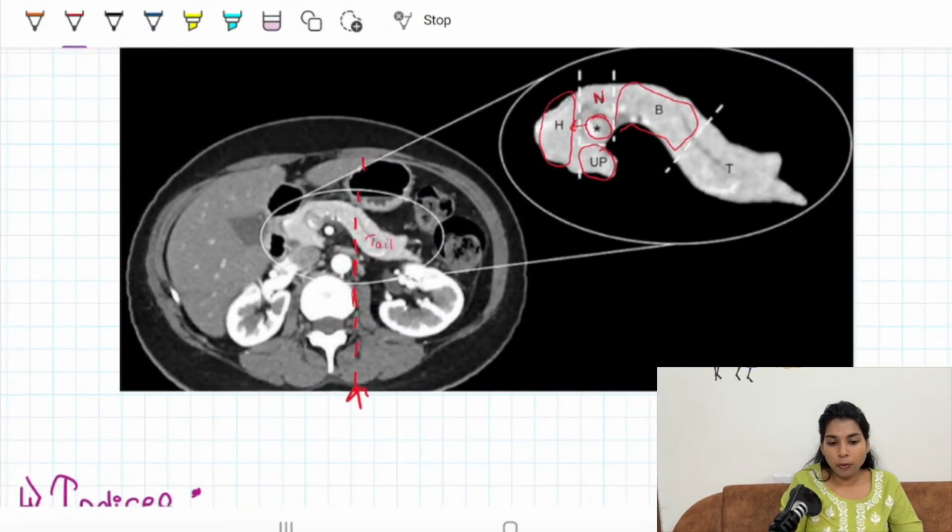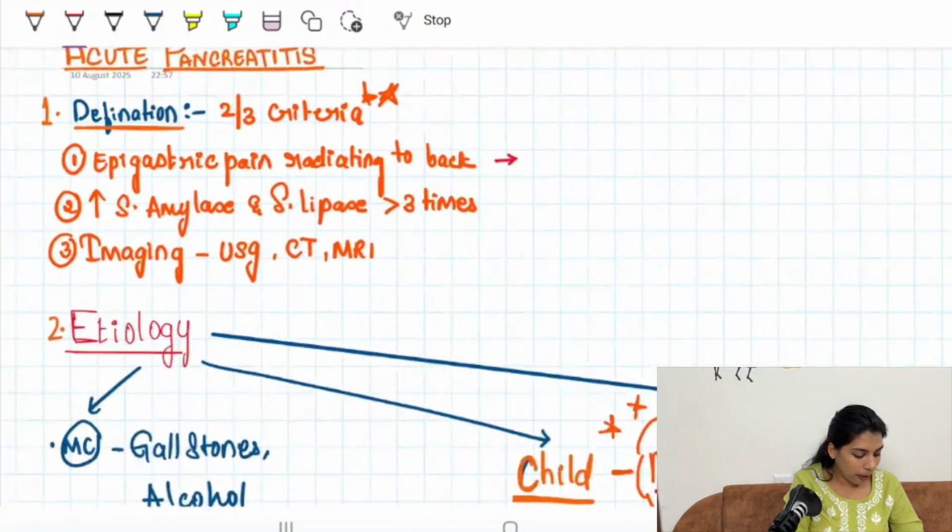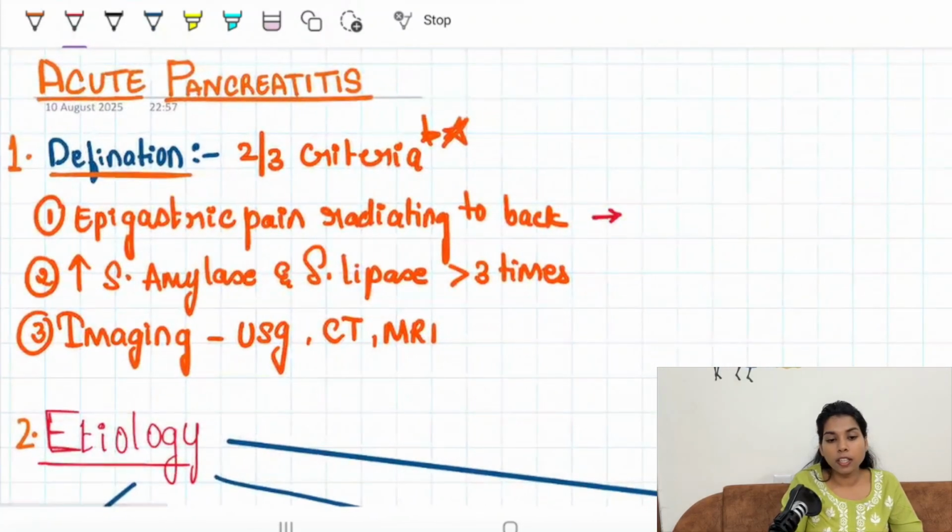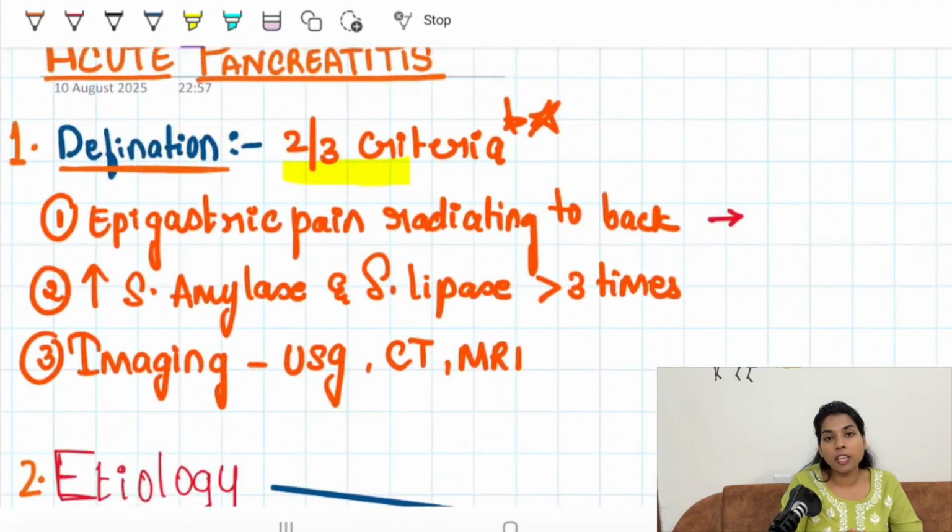Now we'll move forward to look at the diagnostic criteria of acute pancreatitis. Acute pancreatitis is diagnosed using 2 out of 3 criteria. What do we mean by this? That is, out of these 3 conditions, even if 2 conditions are met, we can call it an acute pancreatitis. So, the first one being epigastric pain, which is radiating to the back.